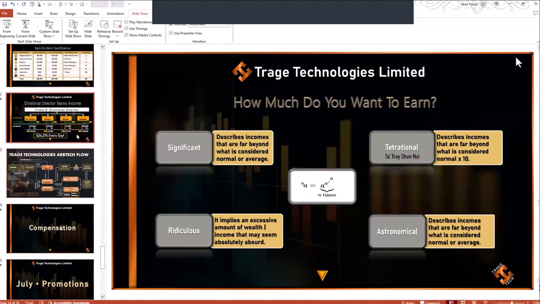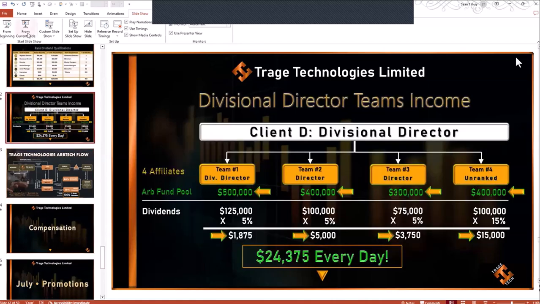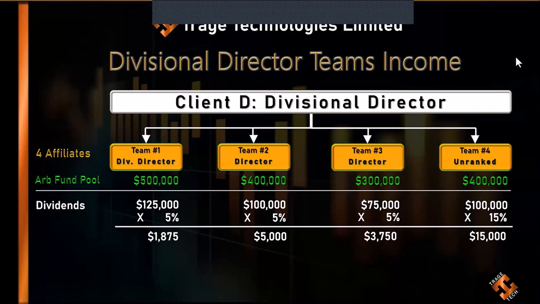Let's go a little bit further. We're not done yet with the money. We're coming back to the money. This is the fourth way. If you happen to be a divisional director and you have teams 1, 2, 3, and 4. Now, each team, each leg, think of one leg. This leg has 500,000. This other leg has 400,000. This other leg, who's a director, has 300,000, and his team 4 has 400,000. This guy's an unranked director. He's still trying to make it to the ranks.